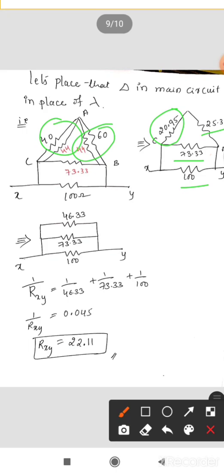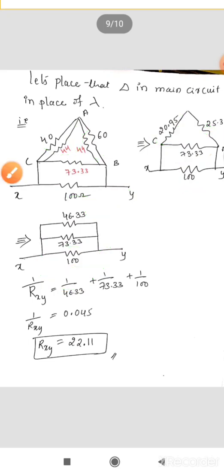Next, go through the calculations once. After this, these two, 20.95 plus 25.38, are in series, therefore we add them. And then there are 73.33 and 100 ohm. Once you have this network, observe that these three resistances are in parallel, so you are supposed to take the equivalent of that.